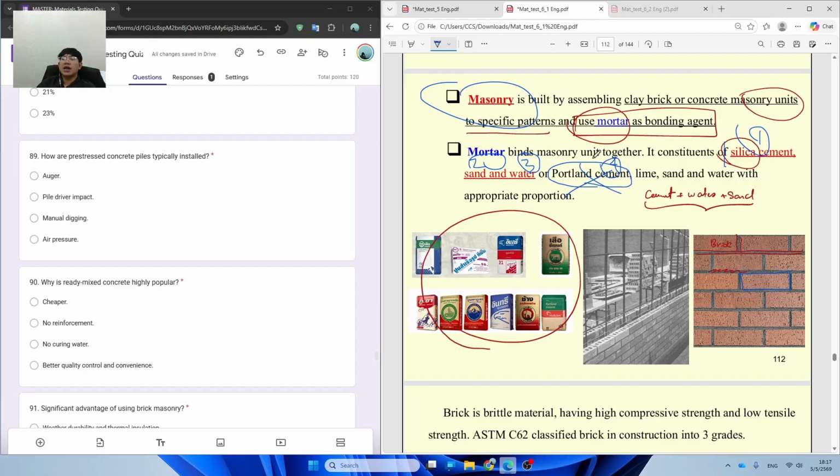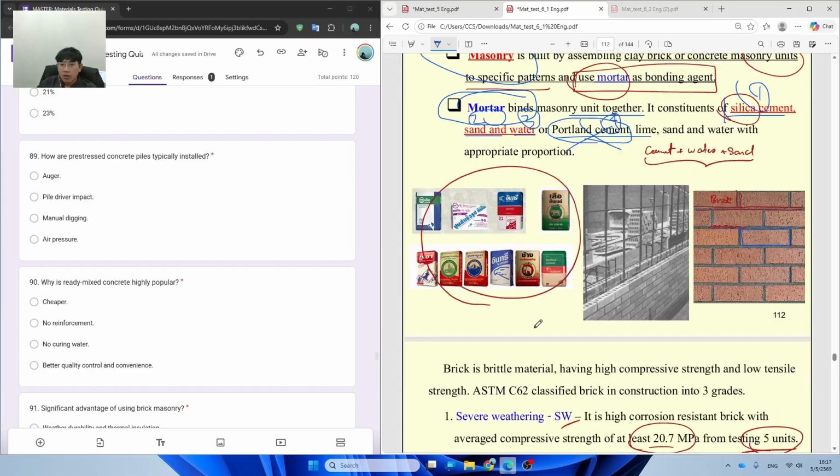So from this slide, I can divide this into two questions. What are the materials that bind masonry units together? It's a constituent of silica cement, sand, water, and Portland cement. Or I may ask, in Thailand, you may need to answer just silica cement, sand, and water. It's just three. But for the normal one, we have four contents. For Thailand usage, we're going to have just three contents.